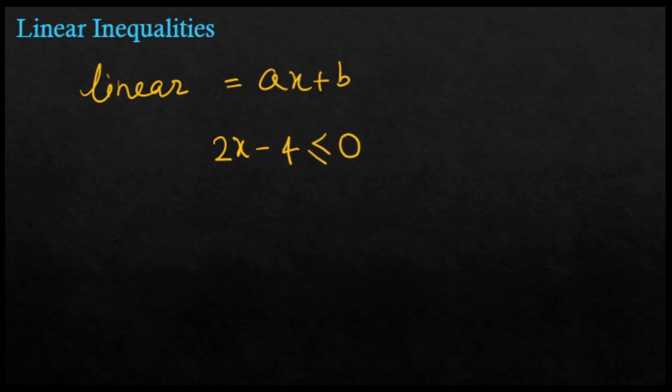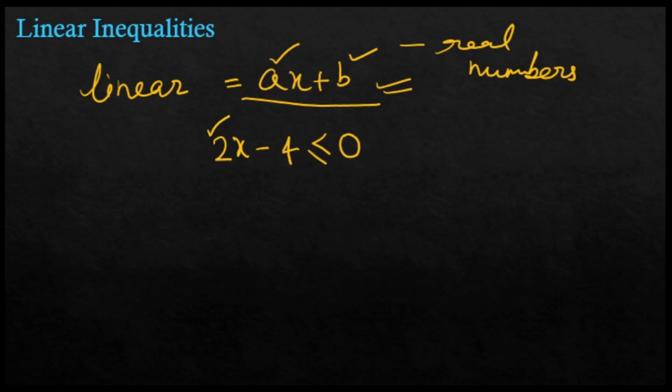The general form of a linear algebraic expression is ax plus b. As I showed you earlier, I will take the same example: 2x minus 4, inequality sign, and then 0. A linear algebraic expression is of this form. a and b are real numbers, and you can clearly see here 2 and 4 are the real numbers and x is the variable. The only difference is that in an inequality you will see some inequality signs.